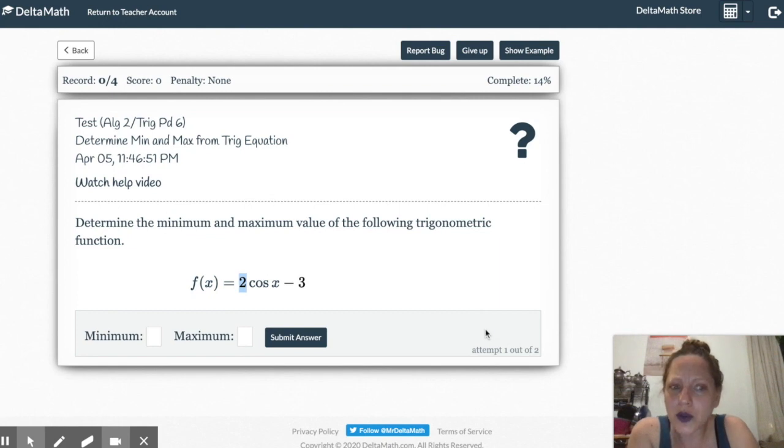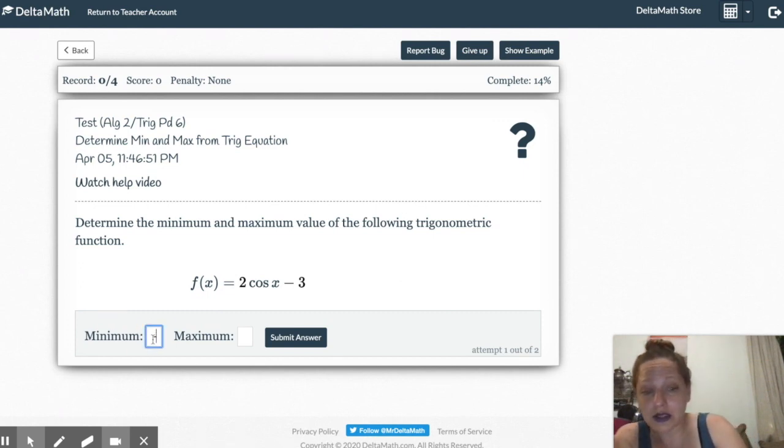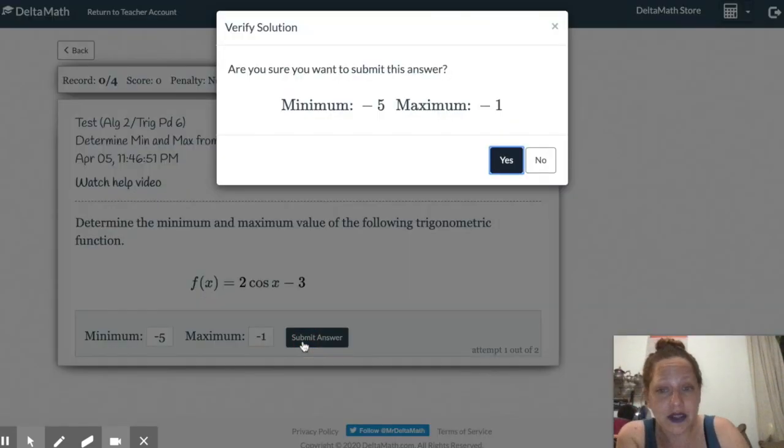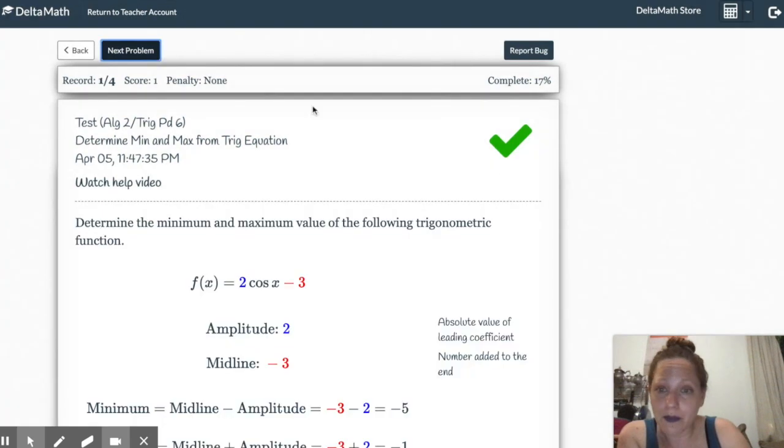Well, what's a quick way I can do that? I can just take my midline number and I can add 2 and subtract 2. So from -3, if I go up 2, I get to -1. And if I go down 2, I get to -5. Remember that minimum is the lowest, maximum is the highest. Yep, and that's all you have to do for these guys. That's it.